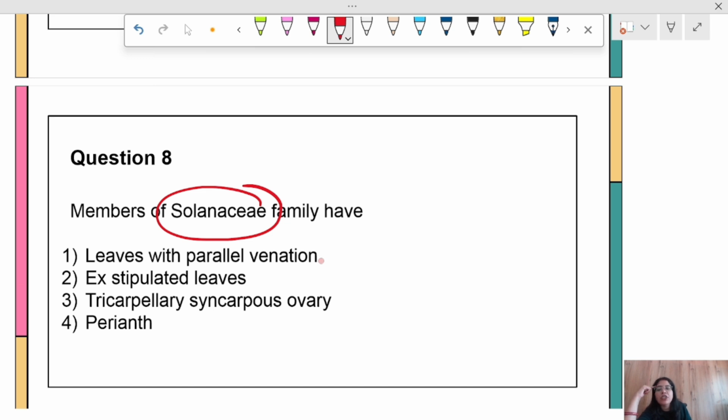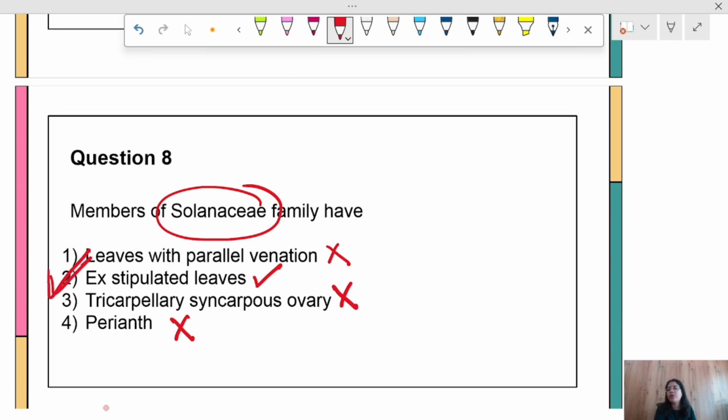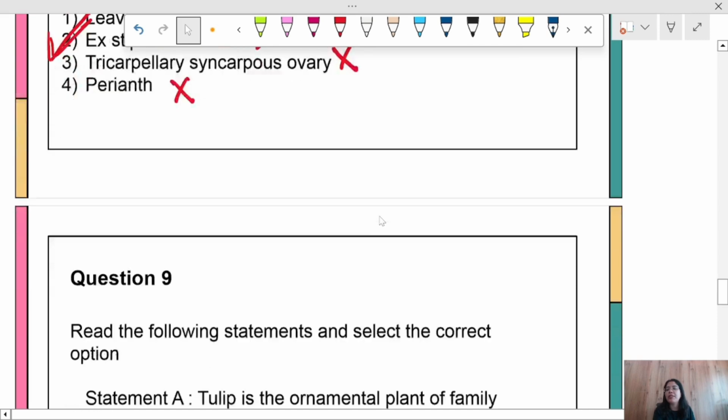Leaves with parallel venation? No, this is monocot. Exstipulate leaf? Yes. Tricarpellary? No. Perianth? No. Perianth is there in lily. Okay. So the rest of 3 features are given from lily family, and only exstipulate condition is observed from all these 4 features in Solanaceae family.